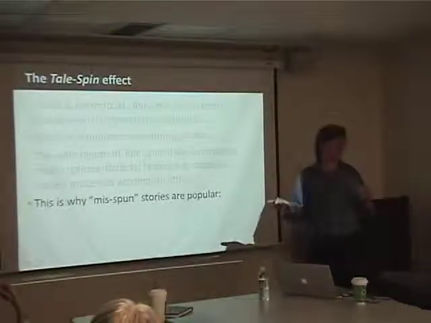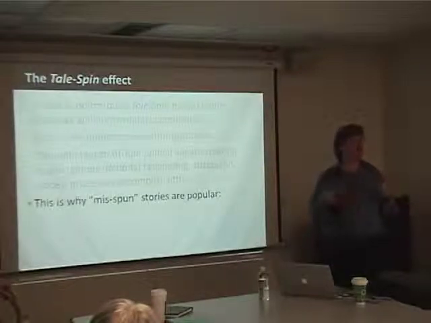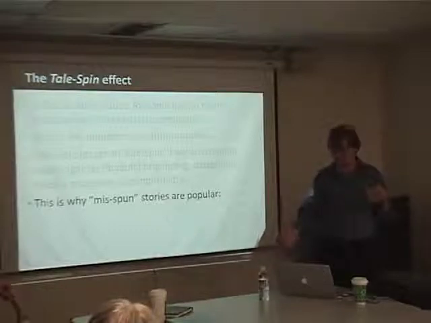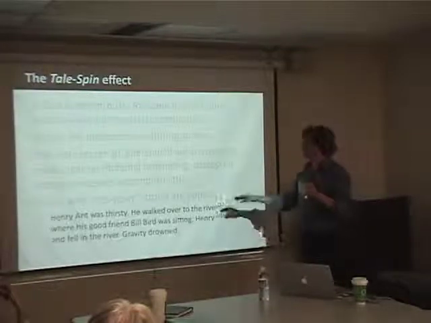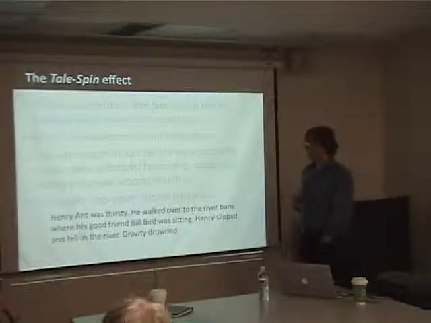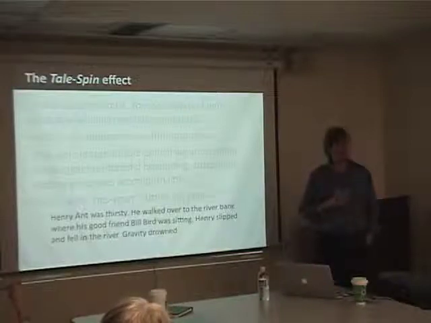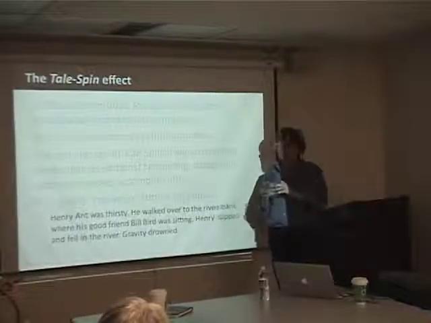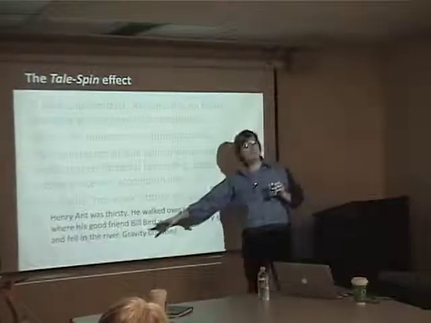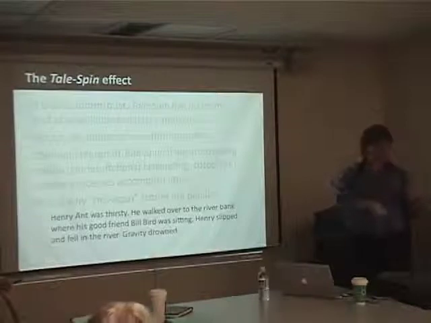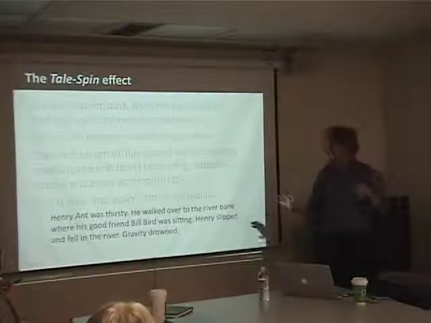If you read most things about Tailspin, they don't actually have any real Tailspin output in them. Instead, they have excerpts from Meehan's dissertation, where he's talking about what Tailspin stories there used to be when it was broken before he finished it. Right? And so here's one of those stories. Henry Ant was thirsty. He walked over to the riverbank where his good friend Bill Bird was sitting. Henry slipped and fell in the river. Gravity drowned. Right? This gives you the sense there's something going on here that is not these boring Tailspin stories, right? I mean, what's actually going on is that gravity is a character, right? And what gravity does is grab other characters and impel them downward when there's nothing supporting them.